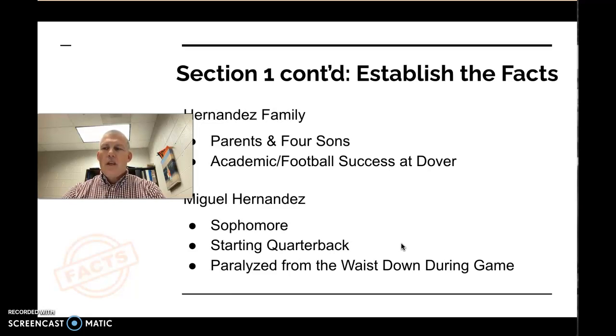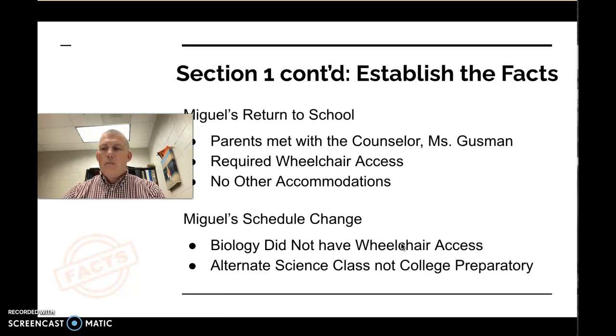The Hernandez family moved to Dover to take advantage of the academic and football success of Nottingham High School. Their oldest son, Miguel, is a sophomore and earned the starting quarterback position on the football team. Late in a playoff game, Miguel was injured and transported to the hospital, where doctors determined that he was paralyzed from the waist down.